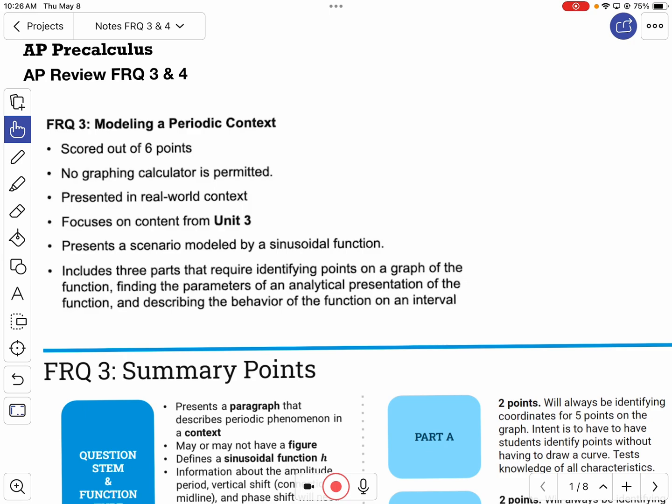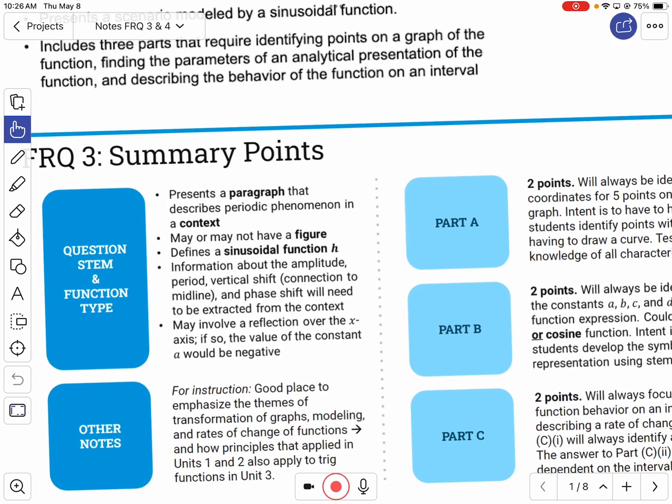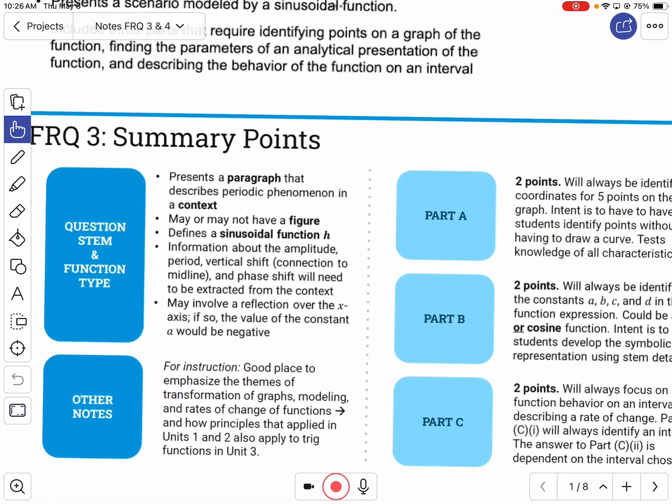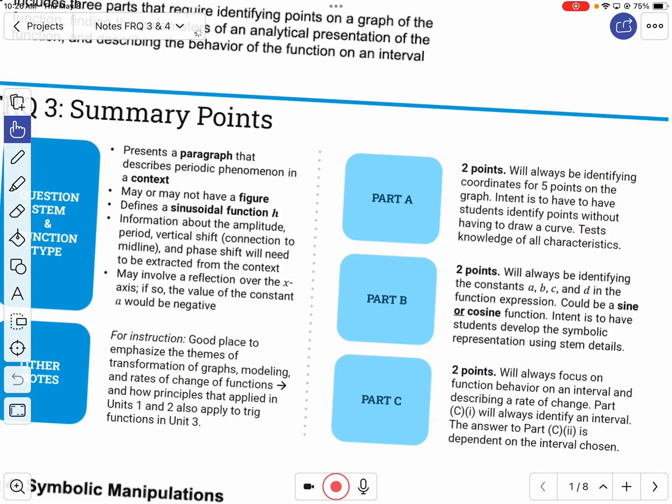It's always something presented in real-world context. It is all from Unit 3. It's that sinusoidal function, okay? The stem is going to be a paragraph describing a phenomenon, okay? It's going to ask you for information about the amplitude, the period, the vertical shift, the phase shift, and may include a reflection so that some values are negative. It's going to be tough, all right? I'm just going to be honest with you.